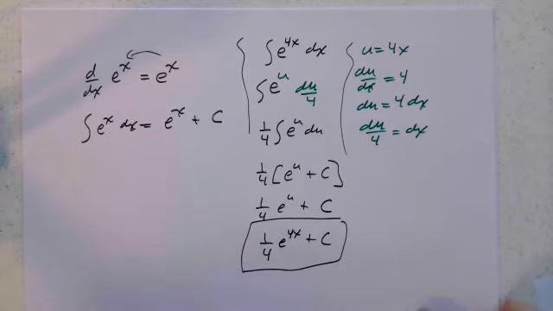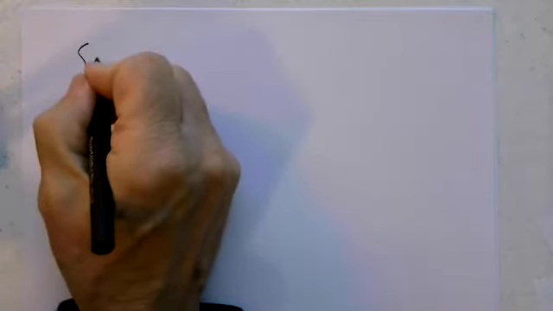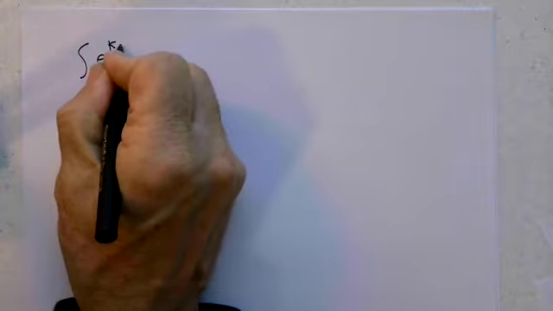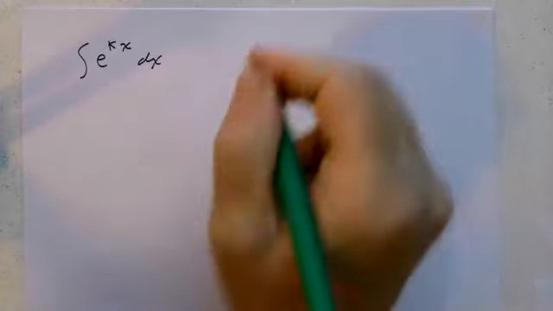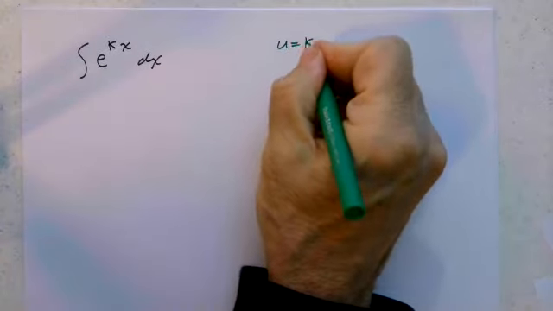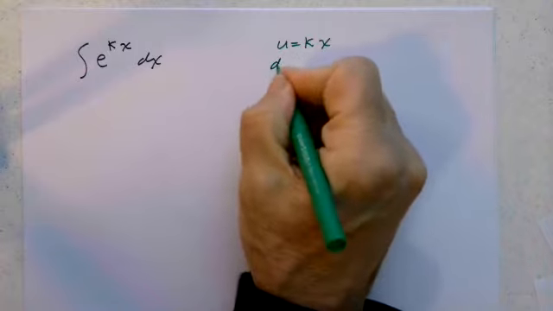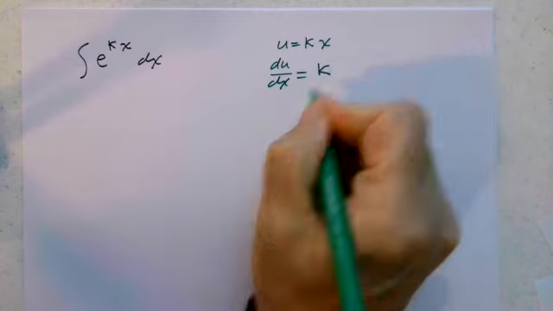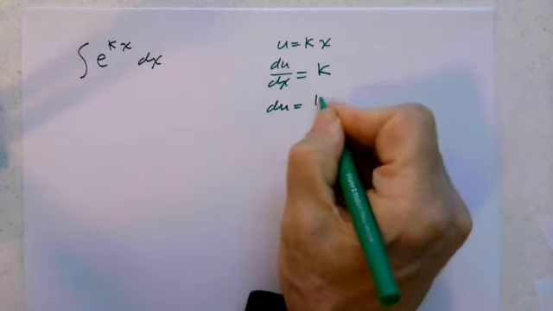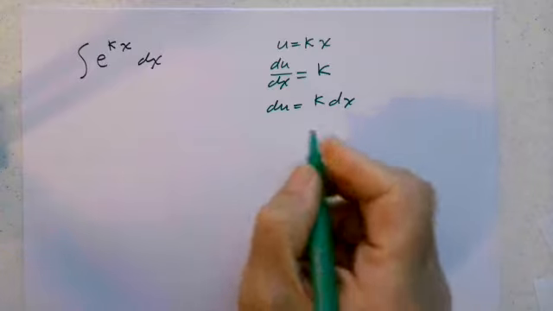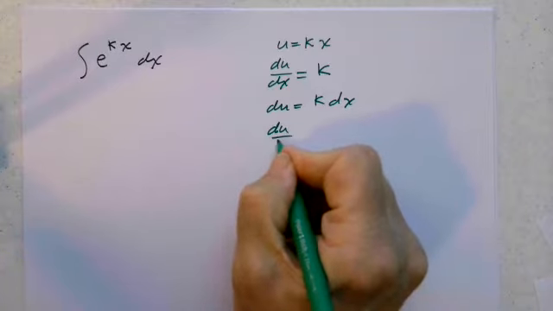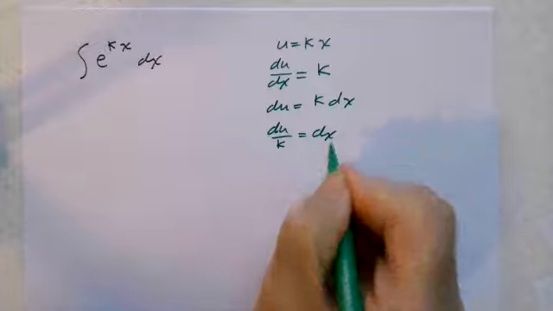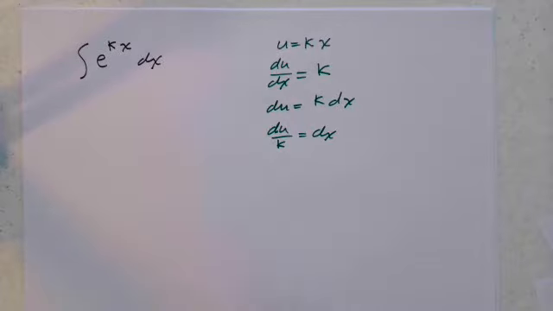Now we can actually generalize that into a rule. If I'm looking at the integral of e to the kx, where k is a constant, we're going to let u equal kx. The derivative with respect to x of u, du dx is k. So du is k dx, du divided by k equals dx. And you'll see how this is going to work.